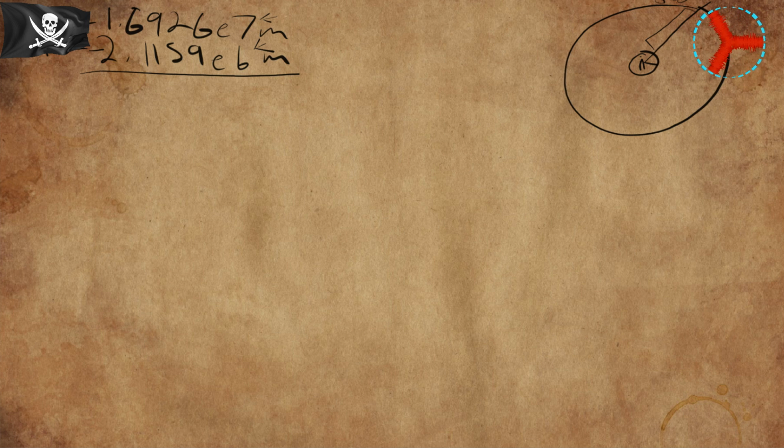1.6926E7 minus 2.1159E6 gets us 14. Let me make sure that these are separated properly. I never trust scientific notation in online calculators. No, it seems to be right. 14 million 810 thousand and 100 meters. Okay, that's how deep it is. That's how deep the Nether is.